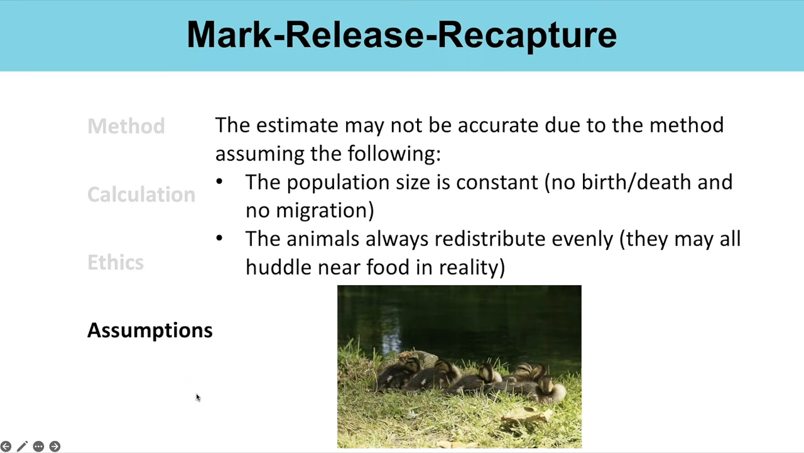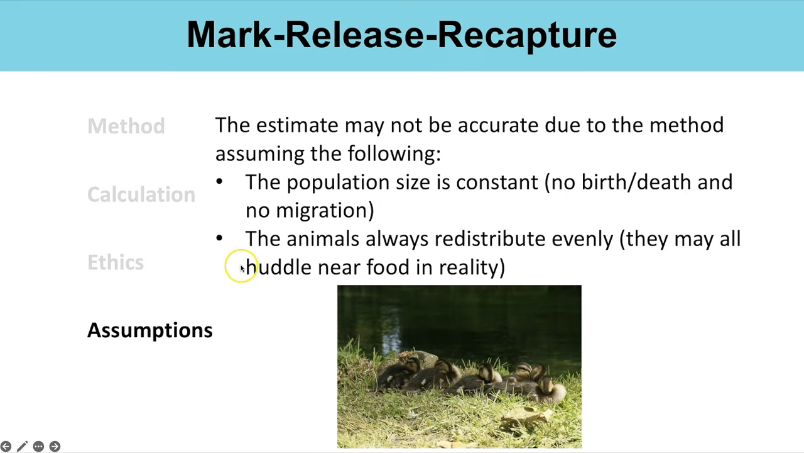Final thing linked to this is your estimate may not be accurate, and that is because of the assumptions linked to the formula. We are estimating a population size between our first sample and then when we recapture and do a second sample. But we're assuming that the population size is constant in that time. So that means we're assuming that there were no births, no deaths, and no migration. And the reality is that's probably very unlikely. There would be some change in the population size.